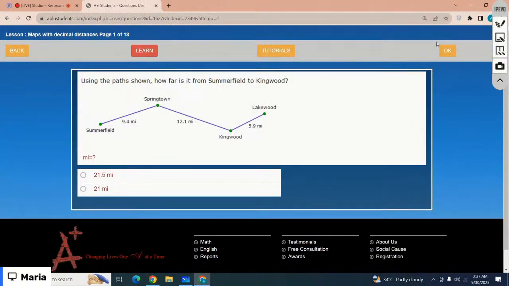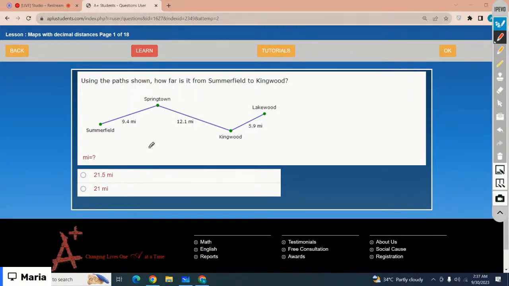Okay, so here is Summerfield and here is Kingwood. You have to go from Summerfield to Springtown and then Springtown to Kingwood. So you have to add these distances. They are 9.4 and 12.1. So which is the correct option? You have to add, it would be 21.5, right? The correct option is 21.5.